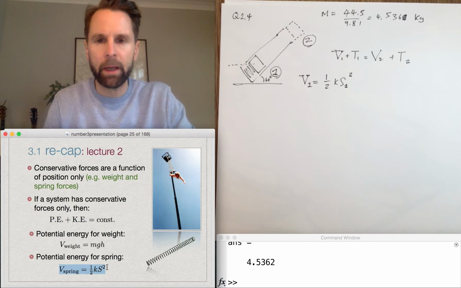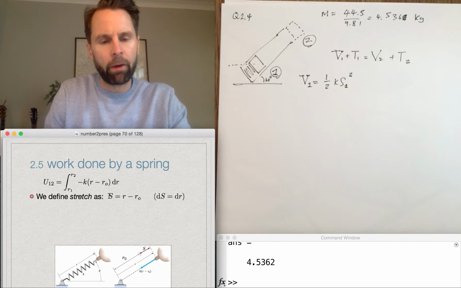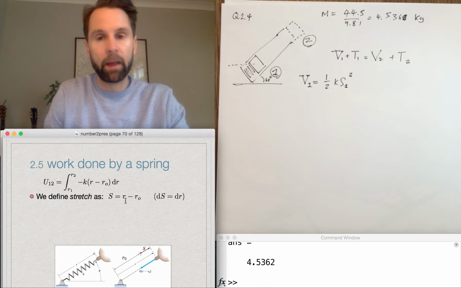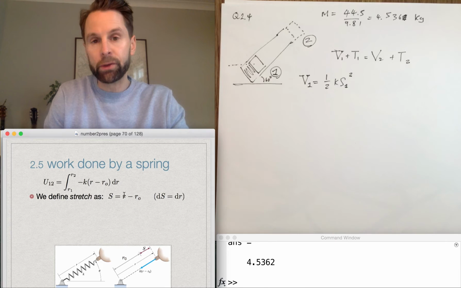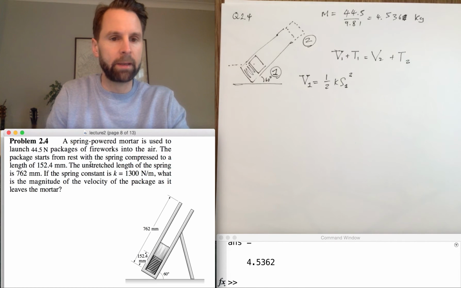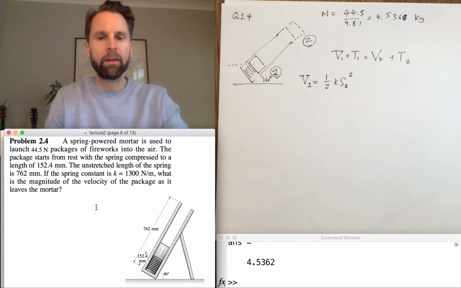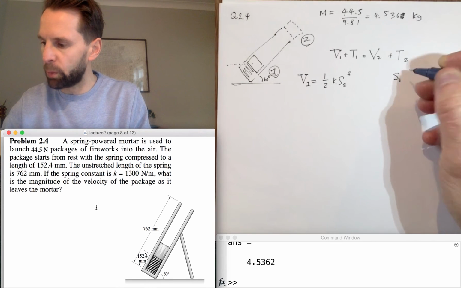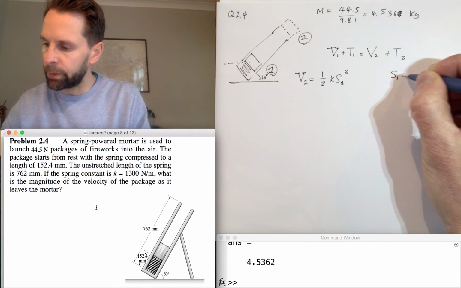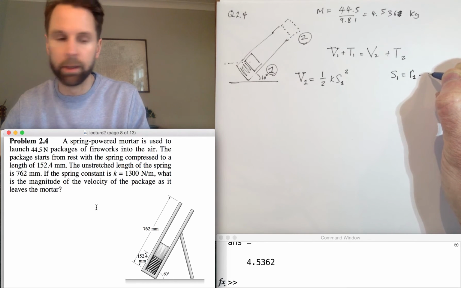Now stretch was defined in the lectures as the difference between the length of the spring and the unstretched length of the spring. The unstretched length of the spring in this case, as stated in the question, is the length of the barrel, so 762 millimeters. That means the spring is compressed. So if I write down the expression for stretch, s1 is equal to the length of the spring at 1 minus the unstretched length, which is 0.762.